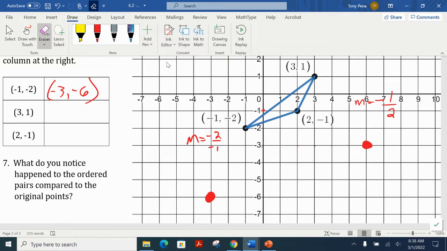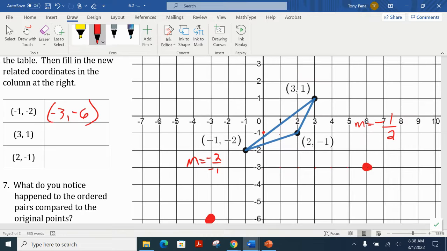And then last but not least, that point 3, 1, we would have gone from 0, 0, up 1, right 3. So we would have gone up 1, right 3. A scale factor of 3 means I'm going to triple those counts. So now I'm going up 3, right 9. So up 3 and then right 1, 2, 3, 4, 5, 6, 7, 8, 9.